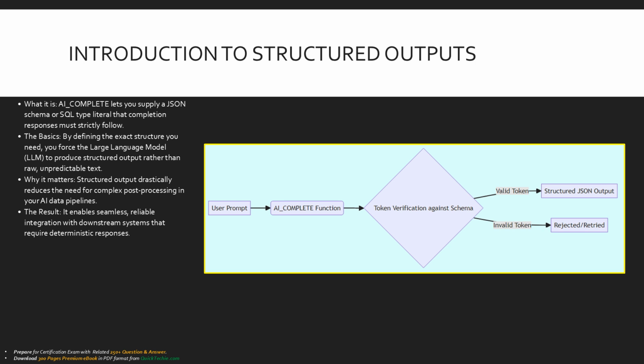On the left, your application sends a user prompt to the AI complete function. But instead of just generating text blindly, the model enters a strict verification phase in the center. AI complete verifies each generated token against your structured output definition. If the token aligns with your JSON schema, it is accepted, eventually producing the perfect structured JSON output on the right. If a token violates the schema, the system rejects it at the generation level, guaranteeing that your downstream application never receives a broken or malformed payload.